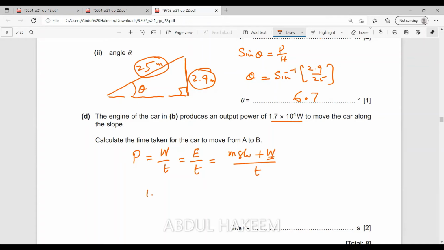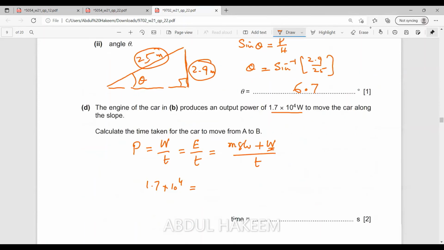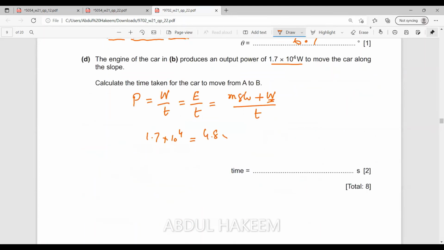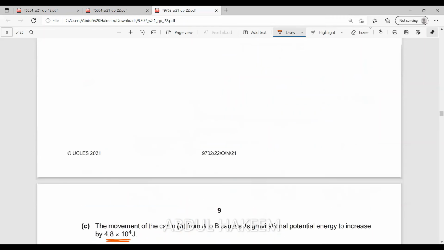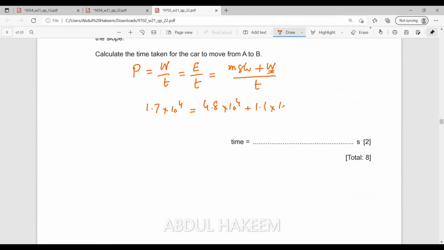So the power is 1.7 × 10^4. The potential energy gained is 4.8 × 10^4, and the work done against the friction is 1.1 × 10^4. This is the total work done, one in gaining the potential energy, and other some energy is lost due to the heat friction. No change in kinetic energy, so that is not under the power.